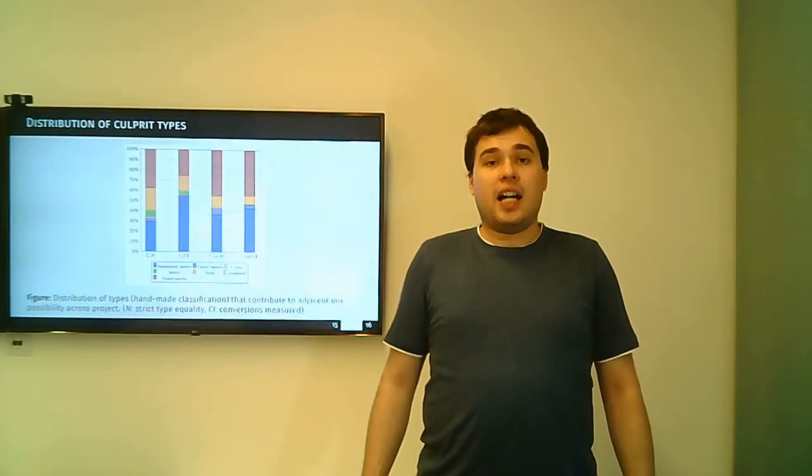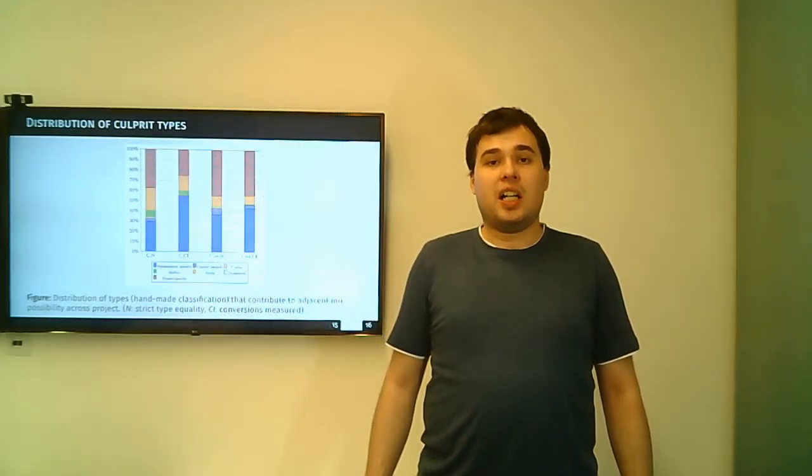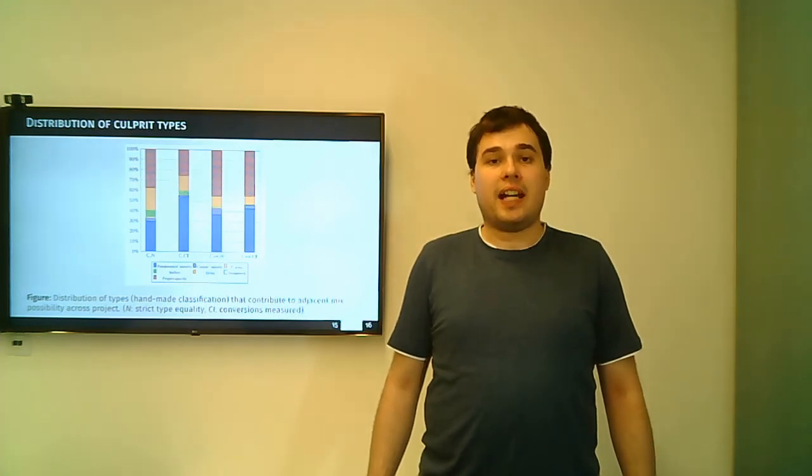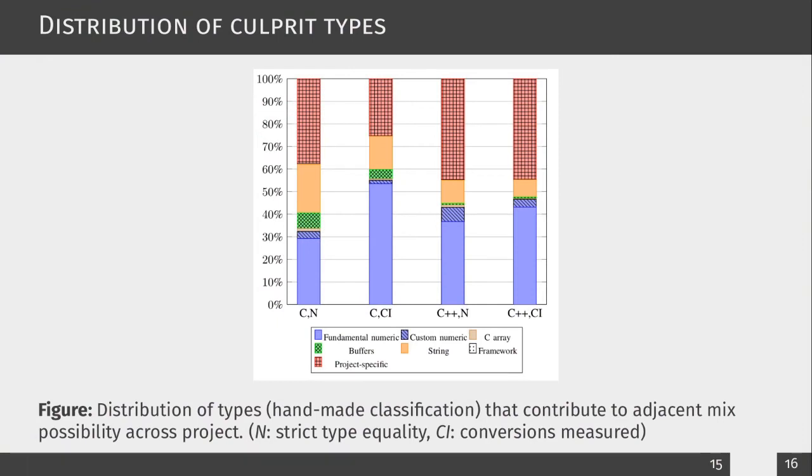Now that we have seen how vast the number of findings are, the question is, who's responsible for this? After taking our measurements, we have hand-categorized every type that was involved in a report. The distribution of these culprit types can be seen in this figure, once again differentiated between C and C++ due to C having no way of automatic user-defined implicit conversions.